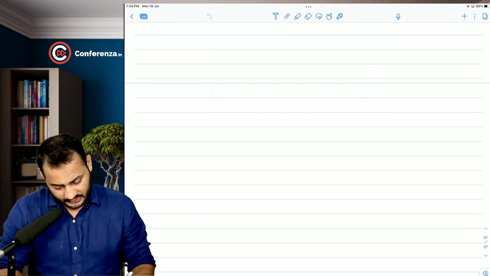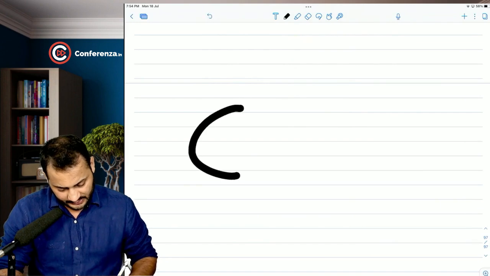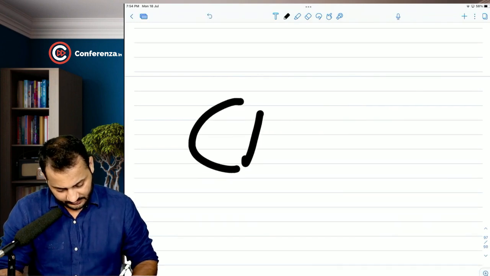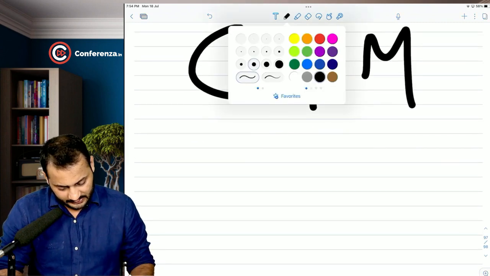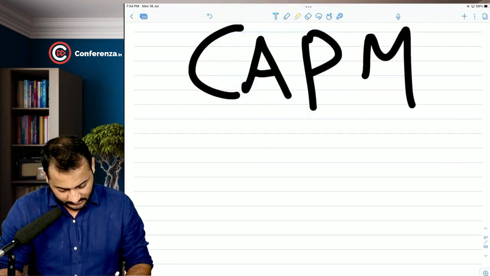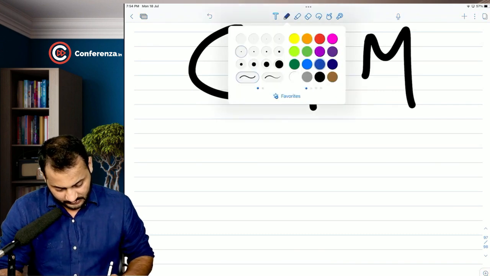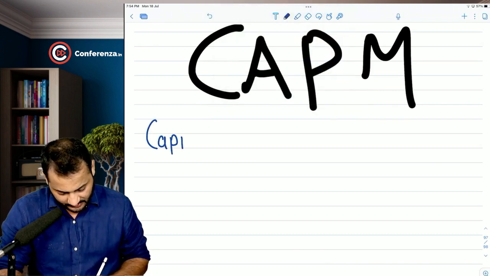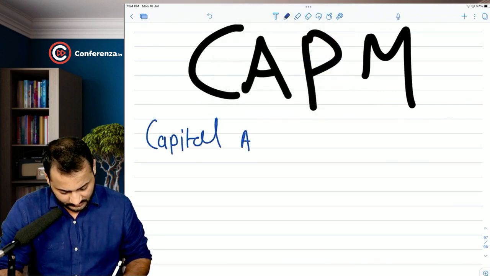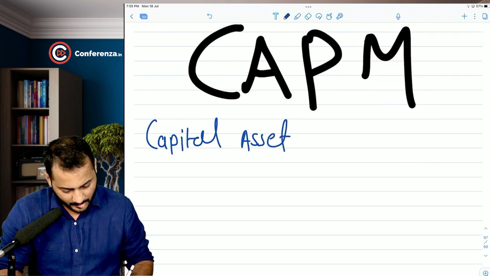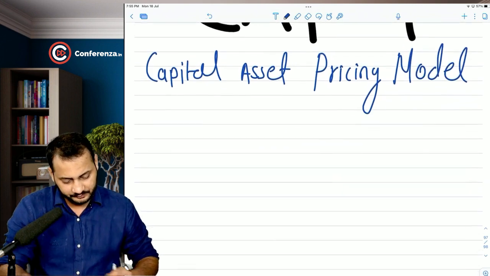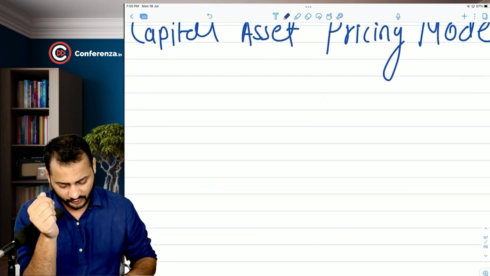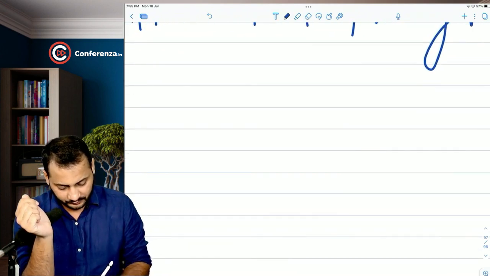The name of the concept is capital asset pricing model, that is CAPM. This is a theory called the capital asset pricing model. Now let me just brief you about the returns.